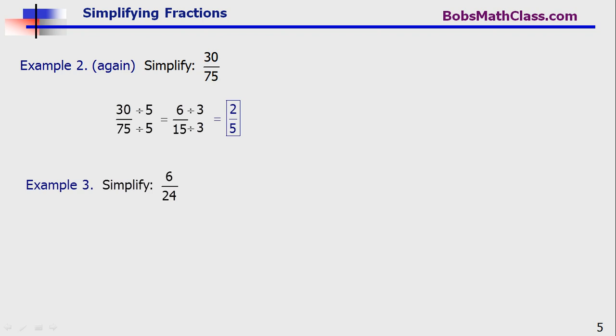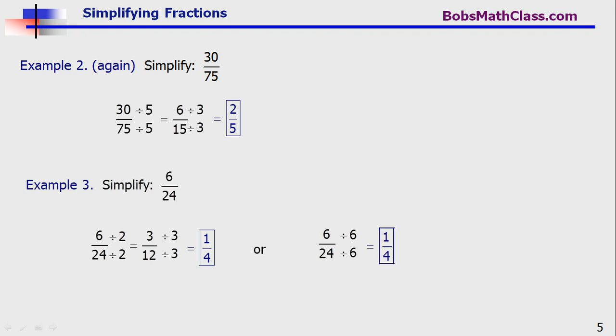Okay, let's do the next problem. 6 over 24. Let's see, what can we divide? What's the largest number that goes into them? 6. Maybe you see that, maybe you don't. Maybe you just say, well, let me just start with 2 because they're both even. So 1/4. Or maybe you go ahead and try dividing them both by 6. You still get the same result with only one step.